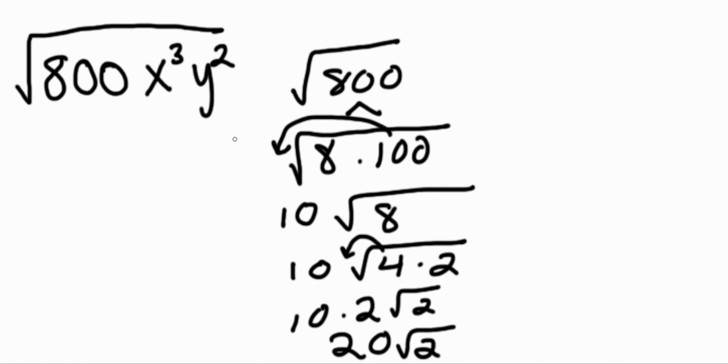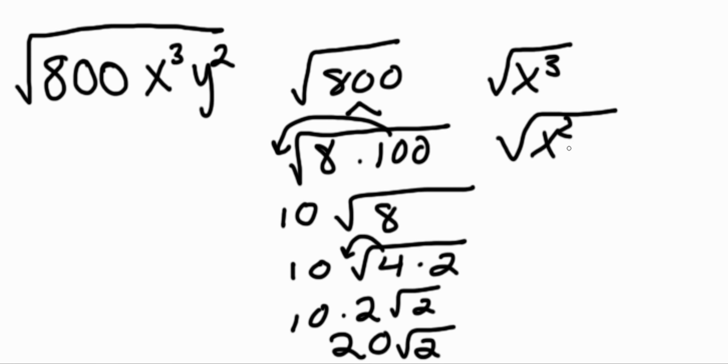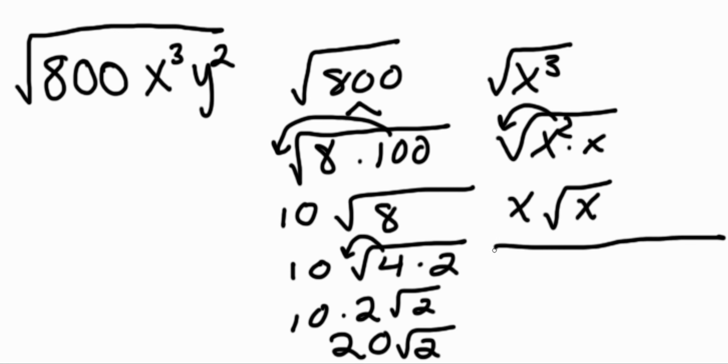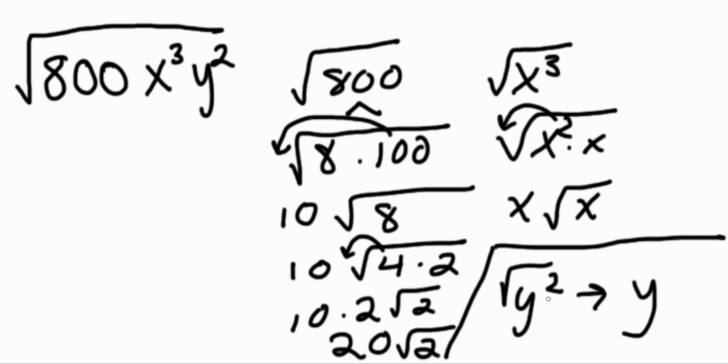Well, what about if we have radical x cubed? Well, this is the same as radical x squared times x. And because of the square, our x squared can leave the house. So radical x cubed is the same as x square root of x. And then let's just block this off. Radical y squared, well, we know it's a perfect square, so that leaves us just y.